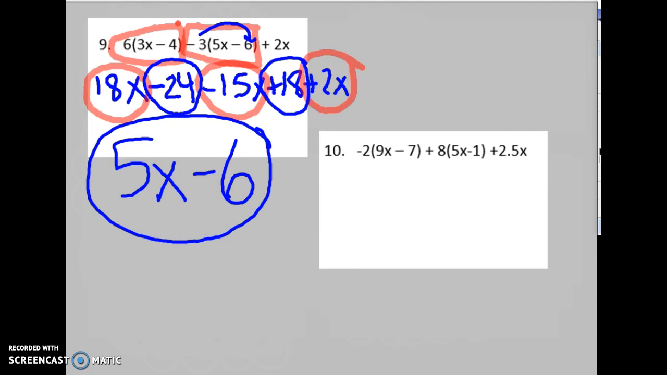Now, if you are up for a challenge, go ahead and try problem number 10 on your own. If not, I will walk you through it. But if you want to try it on your own, go ahead and pause now. Those of you that don't want to, I'm going to walk through it.